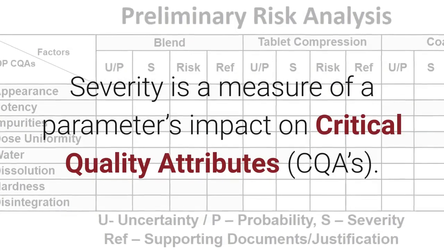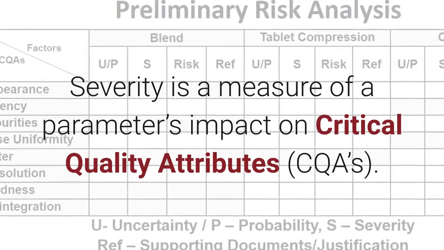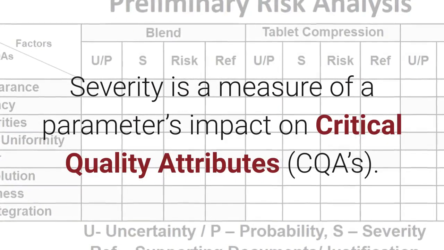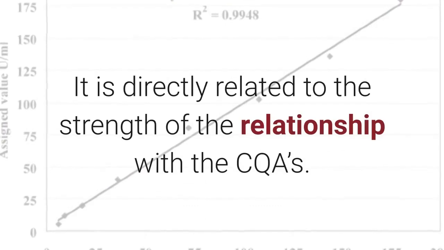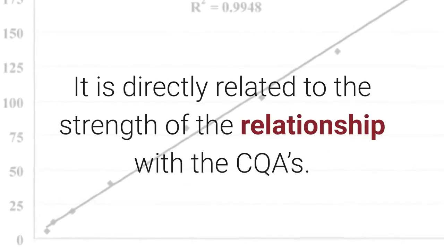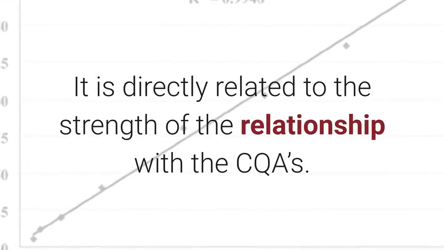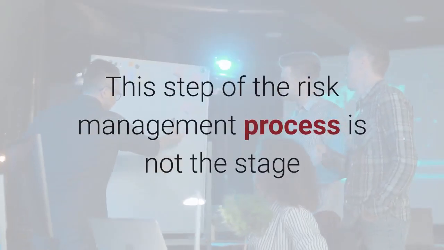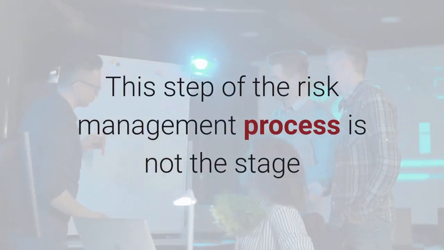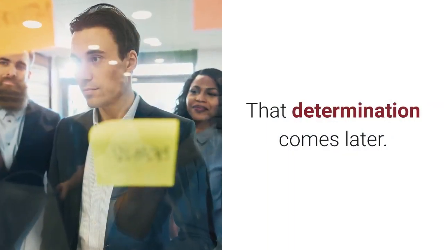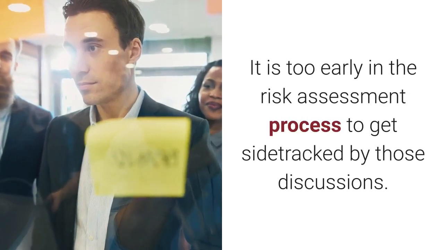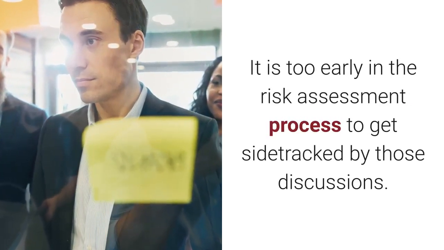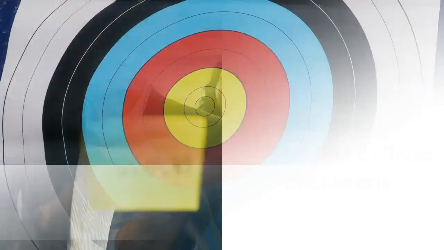Severity is a measure of parameters' impact on critical quality attributes, CQAs. It is directly related to the strength of the relationship with the CQAs. This step of the risk management process is not the stage where critical parameters are identified. That determination comes later. It is too early in the risk assessment process to get sidetracked by those discussions.